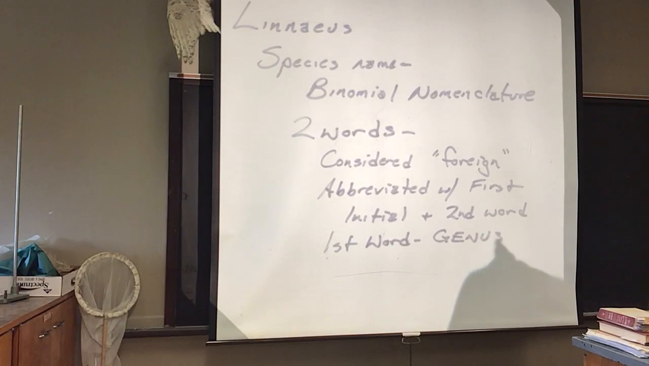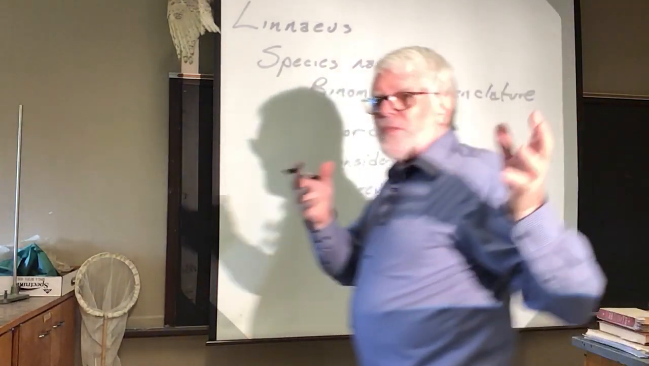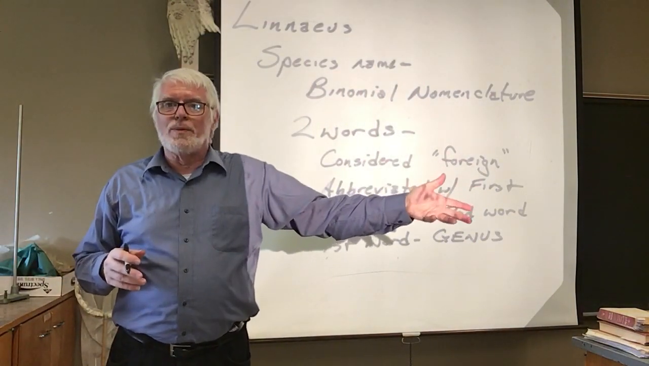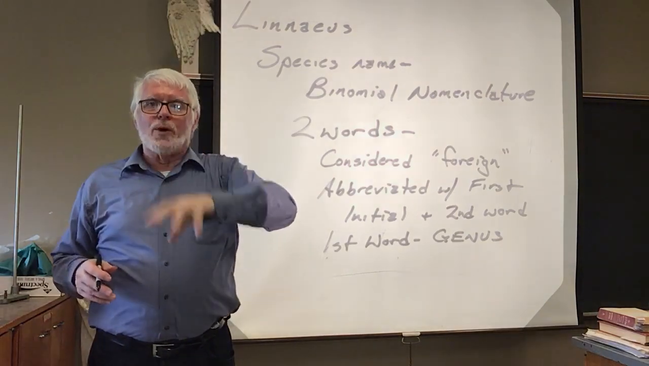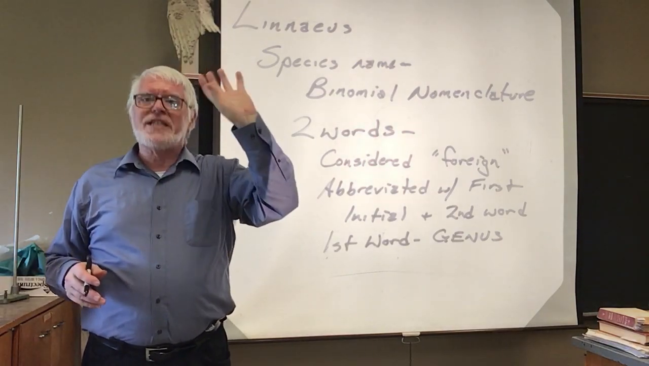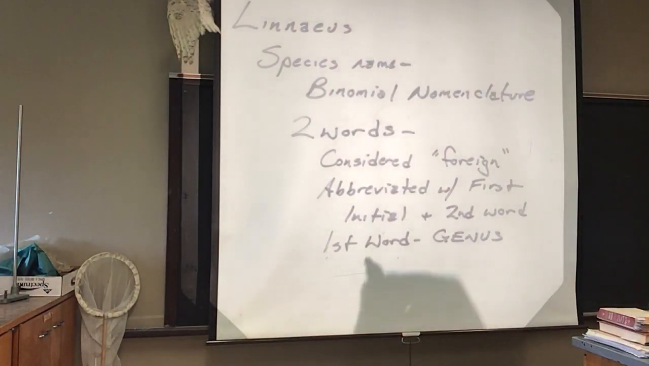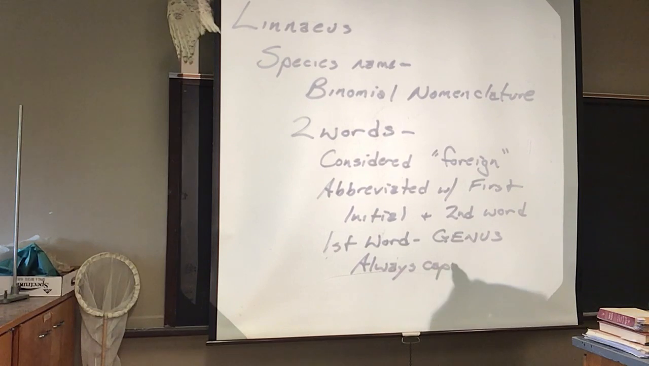The first word is the genus. So Linnaeus took family names and swapped them around. Where your family name is second and tells you what group you're in, he put the group first, and it's the level above species. We'll get to the levels in a couple of minutes. And that word is always capitalized.